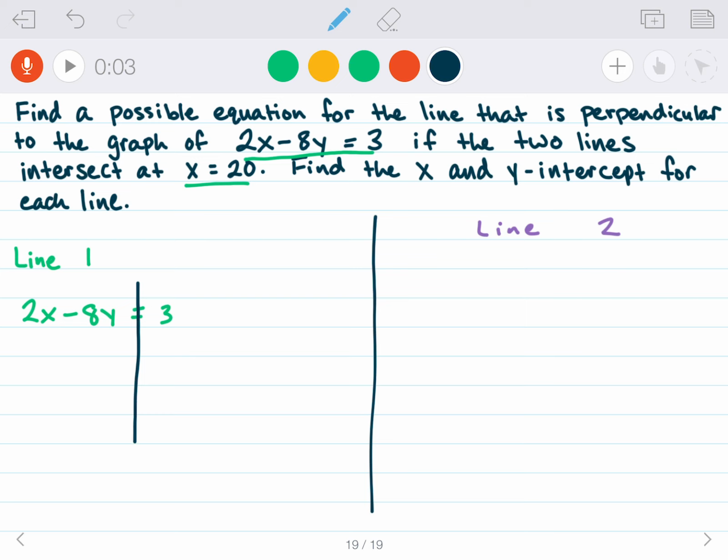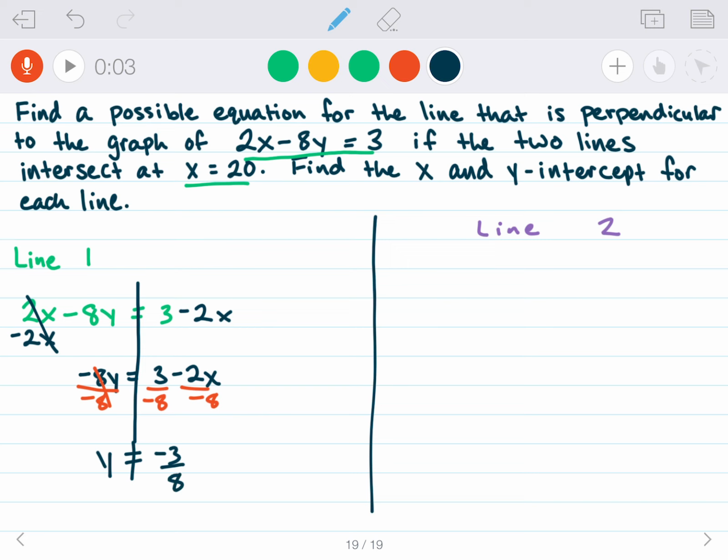So I'll first subtract 2x from both sides to get the y term by itself. When I do that, I get negative 8y is equal to 3 minus 2x. And now I can just divide everybody by negative 8 to get that y term by itself. Okay, so I get y is equal to, well, 3 over negative 8 is simply negative 3 over 8.